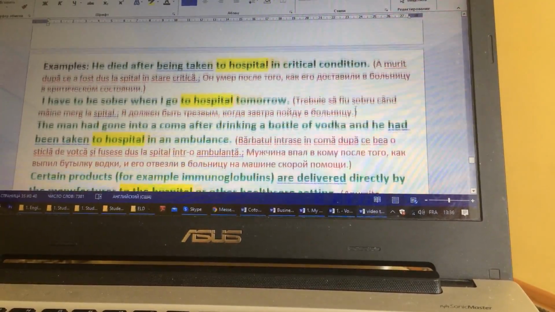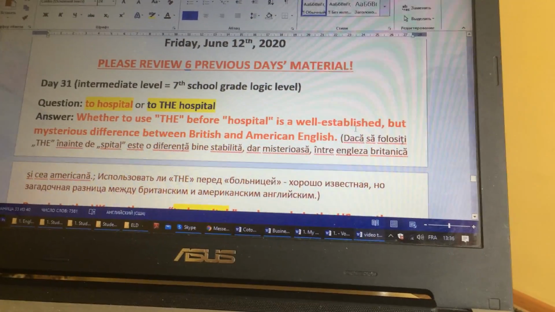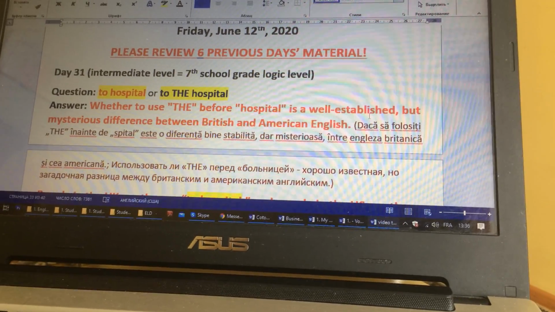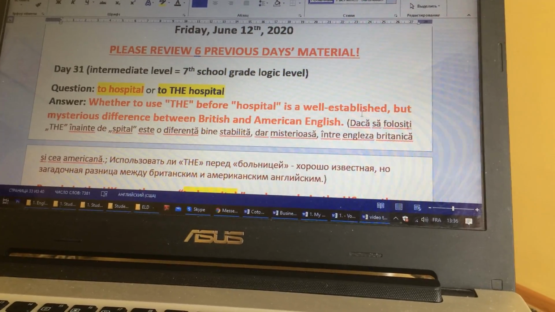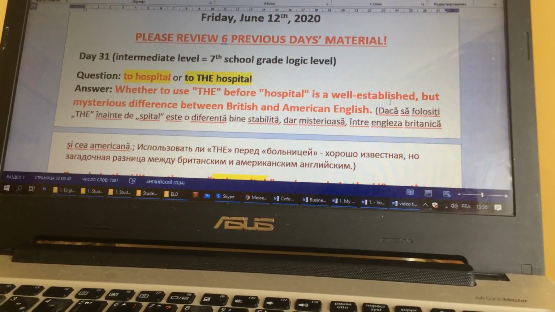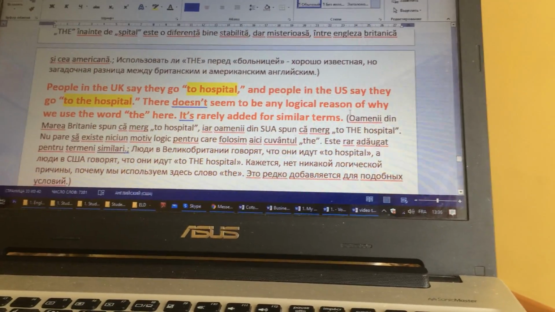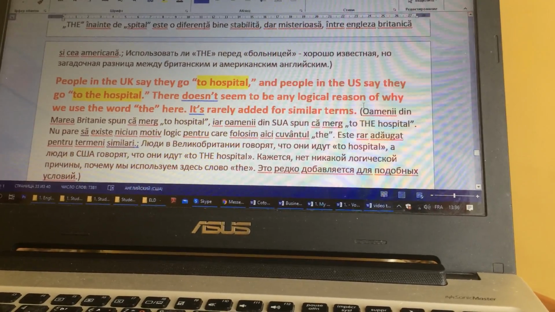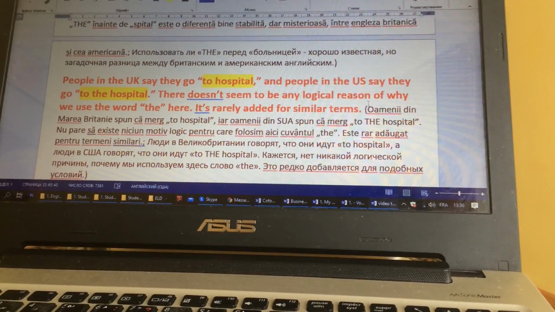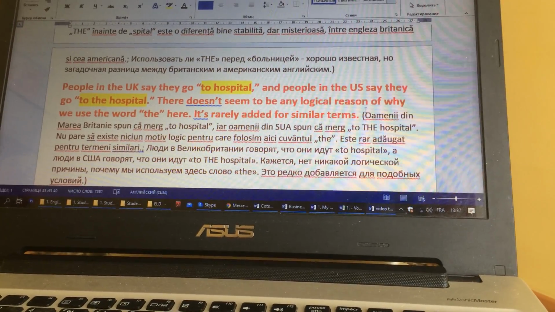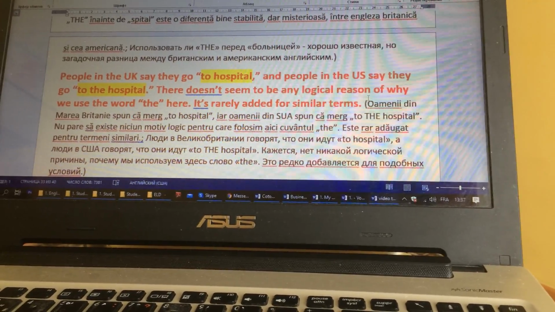Moving upwards towards day 31. Question: to hospital or to the hospital? Answer: whether to use "the" before hospital is a well-established but mysterious difference between British and American English. People in the UK say they go to hospital, and people in the US say they go to the hospital. There doesn't seem to be any logical reason why we use the word "the" here. It's rarely added for similar terms.